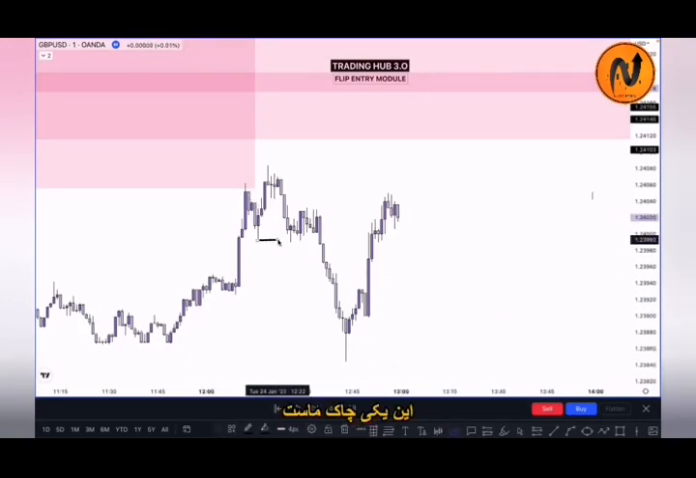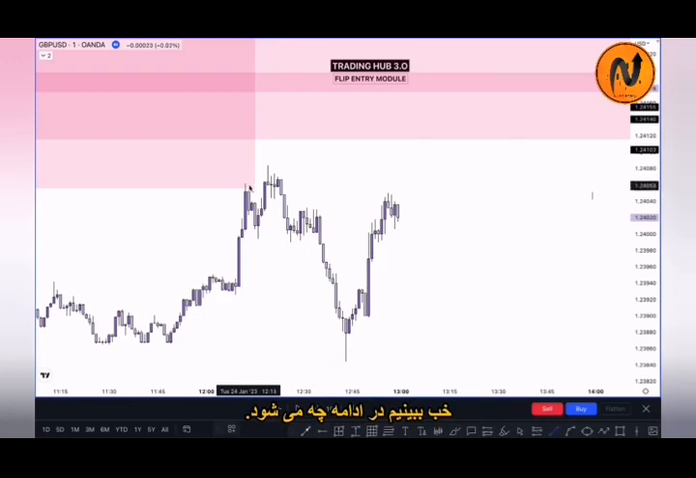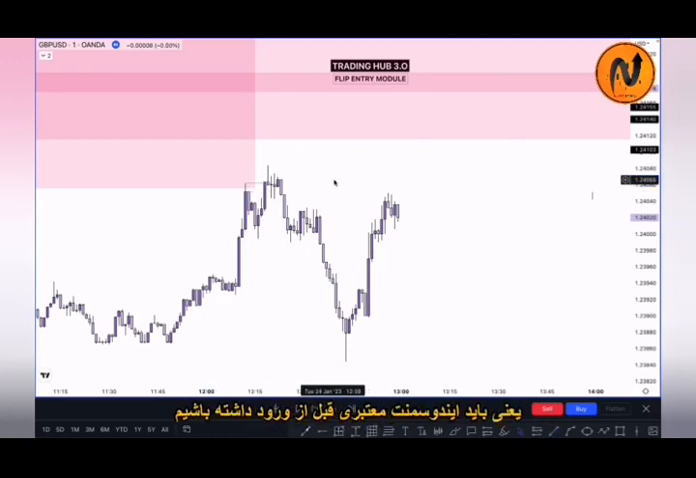This one is our change of character, and after this change of character, you have to wait for the inducement to be taken out, and then you can directly sell here, because you have to first check whether the previous candle closed over it or not. So let's see what happened next here. Previous high closed over it. It means you need a valid inducement before the entry.